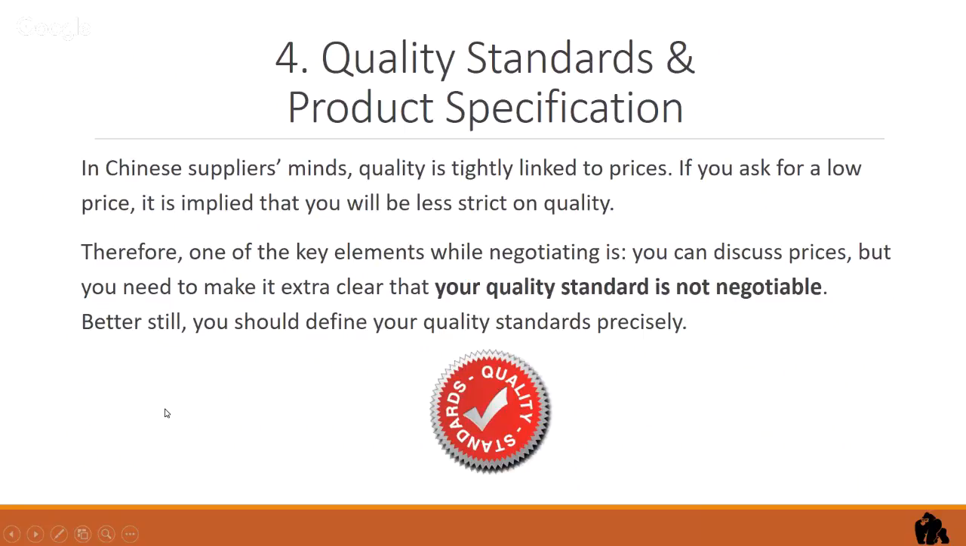Right, quality standards. Very important to understand this. In Chinese suppliers' minds, quality is tightly linked to price. And that's a very, very true statement. If you're asked to lower the price, that could well imply that you're asking for less strict quality. That is not what we're asking for. We need to make sure that we're clear with that with our suppliers. Therefore, one of the key elements when negotiating is that you can discuss price, no problems, but you also need to make sure that your quality standards are not negotiable. Just make sure that that comes across. The best way to do that, put it in a document, make sure it's clear.